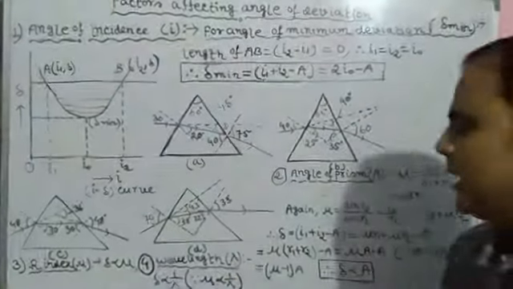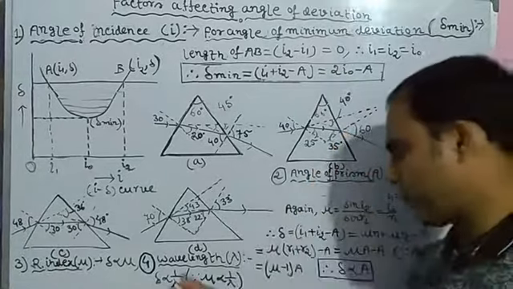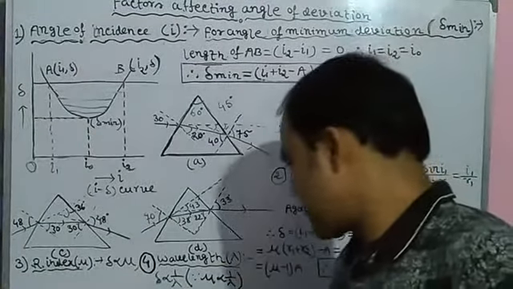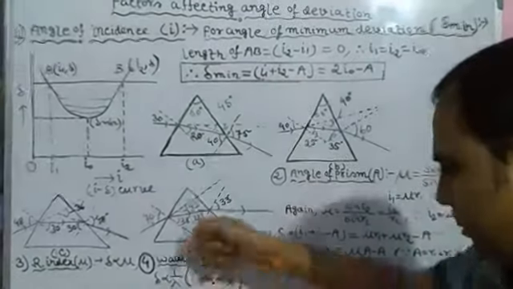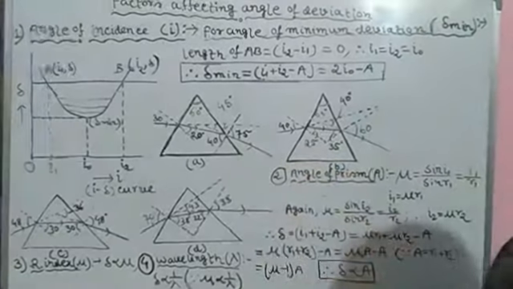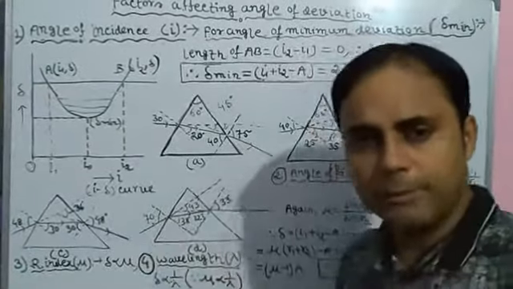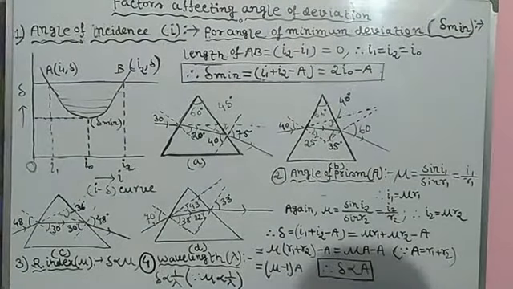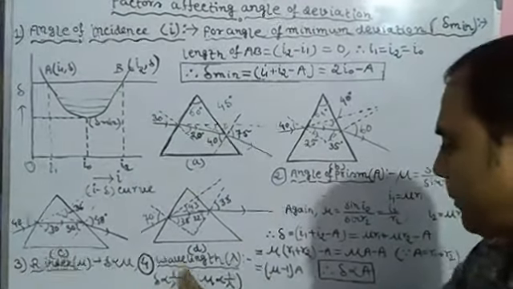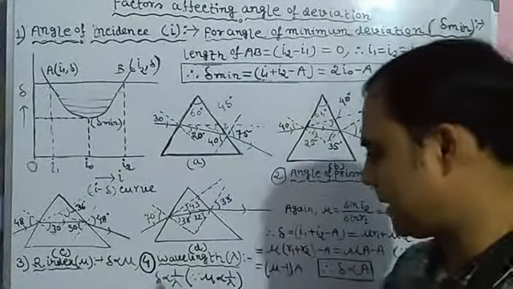Now wavelength. Since we have already established the relation between mu and lambda, from here we can easily establish the relation between delta and lambda. Delta is inversely proportional to lambda. Why? Because mu is already inversely proportional to lambda. At the beginning of this chapter, from Snell's law, mu is proportional to 1 by v, and v is proportional to lambda, so mu is proportional to 1 by lambda. So delta is proportional to 1 by lambda. If lambda is more, deviation will be less. If lambda is less, deviation will be more.